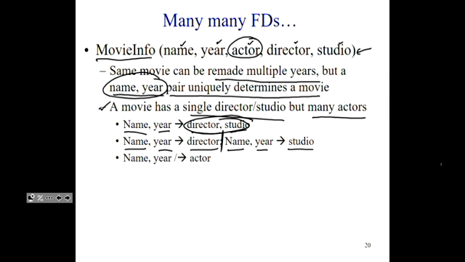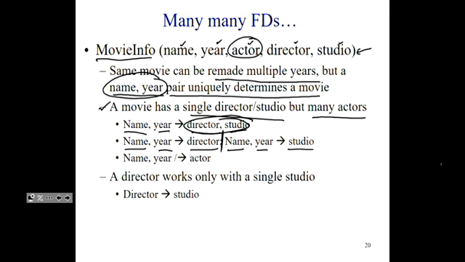If two tuples have the same value for name and year, then they have the same value for director. That's true, because the movie has a single director. If two tuples have the same value for name and year, then they have the same studio. Again, that holds true, because a movie has a single studio. On the other hand, name, year does not imply actor, because there could be multiple actors in the same movie. So name, year does not determine actor.